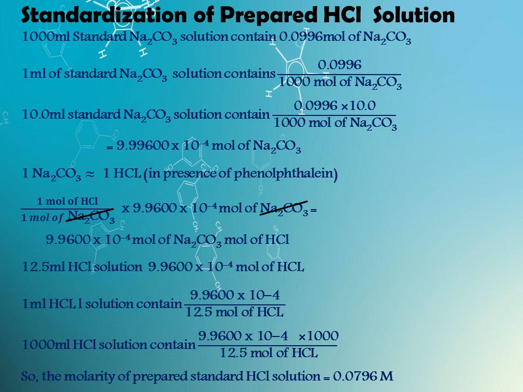Here we use a mole ratio. 1 mole of sodium carbonate is equals to the 1 mole of HCl in the presence of phenolphthalein. So the mole of HCl is equals to the mole of sodium carbonate, which is 9.9600 exponent minus 4.